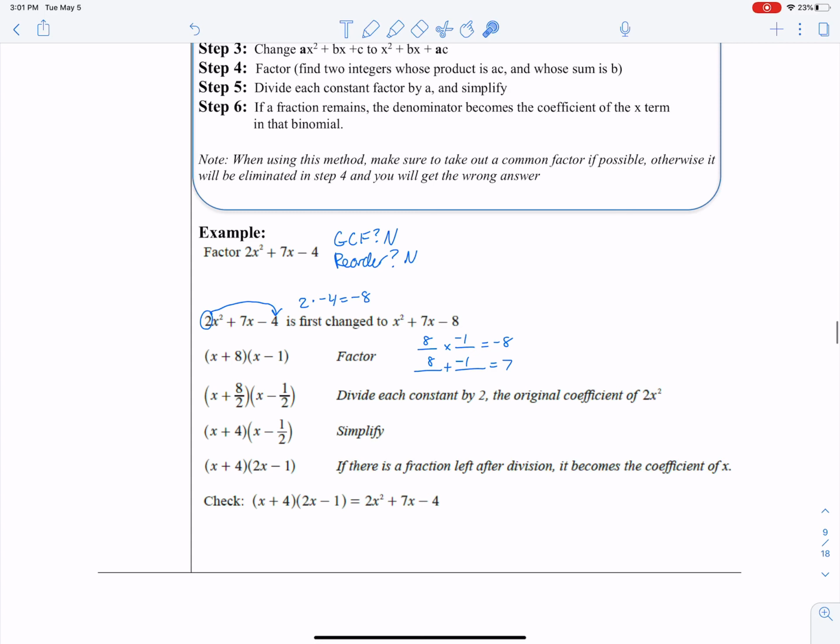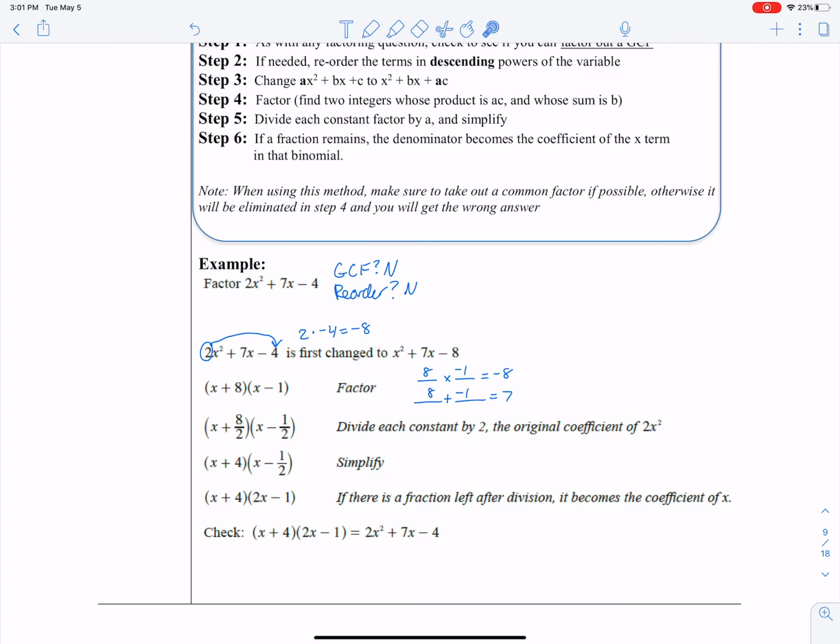Now, hold on a second. This step is new, step 3, step 5, and step 6. Those are the different ones. So step 5 now. Divide each constant factor by a and simplify. This number that we circled, one of the reasons why it's important to circle it is because in this step, we need to divide each of our numbers at the bottom of our brackets by whatever we circled here. So here we have 8, so we divide 8 over 2. Here we have 1, so we divide 1 over 2, because that's what we circled, that was our A.